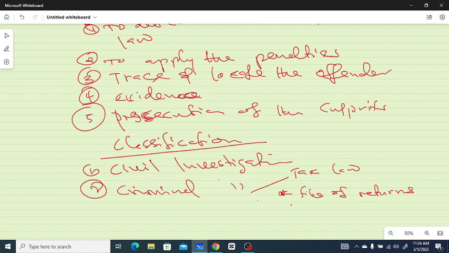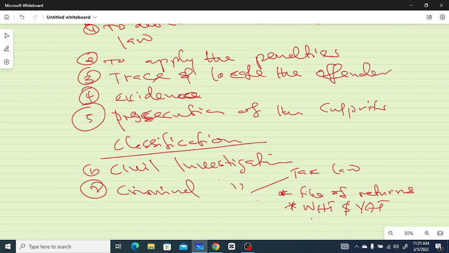So in a situation whereby the taxpayer refuses to file his return, that taxpayer is already violating the relevant tax laws. Then number 2, refusal to remit withholding tax and value added tax deducted at source. You deducted this money at source, but you refuse to remit it, which means something is going on.